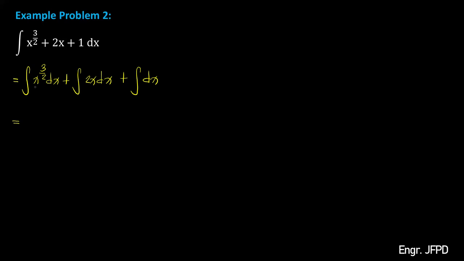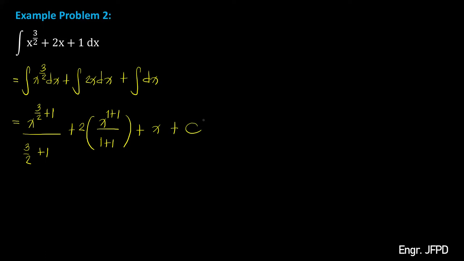Then, for the integral of x raised to 3 halves, this is equal to x raised to the exponent of 3 halves plus 1 over the exponent of 3 halves plus 1. And for the integral of 2x dx, take note, we can simply factor out the constant 2. And for the integral of x dx, that is understood to have an exponent of 1; applying the power formula, that is x raised to 1 plus 1 over 1 plus 1. Then for the integral of dx, that is x. Then do not forget to write the plus c.